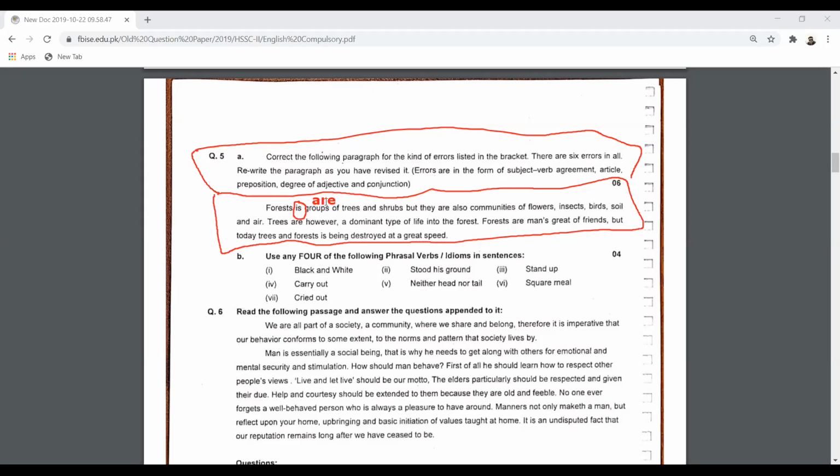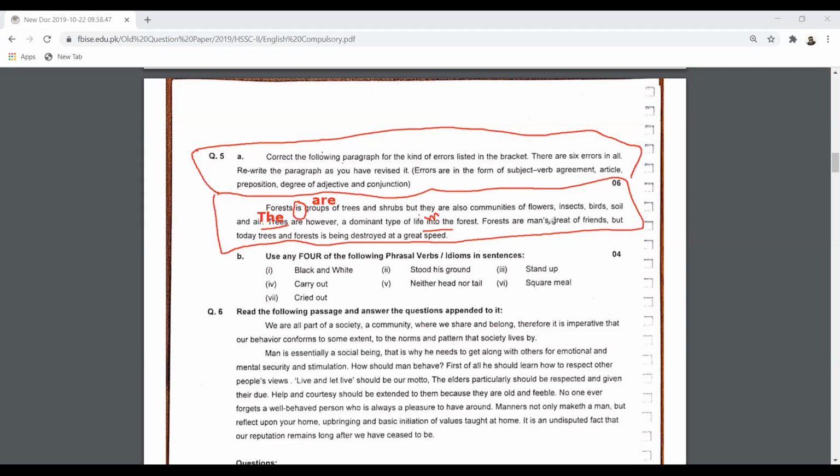Now here we have the first one, the subject verb agreement error, and then article. So the will be given over here, like you will write the before trees. The trees are, however, now the will be given over here. You can write with the mark here, the, okay, the. The trees are, however, a dominant type of life into the forest, not in the forest. Here, in the forest. This is also a mistake of preposition. Like in, you will say in. So we'll give in the forest.